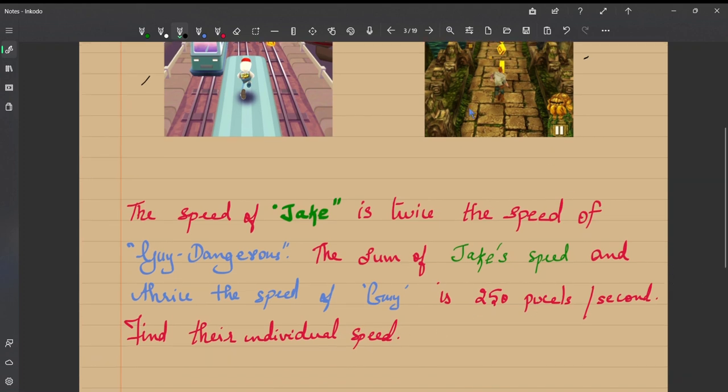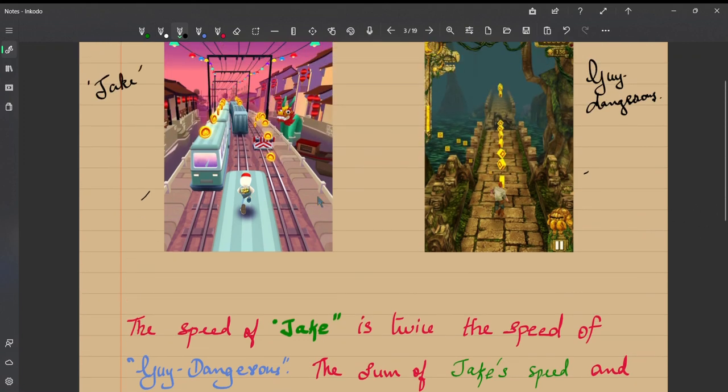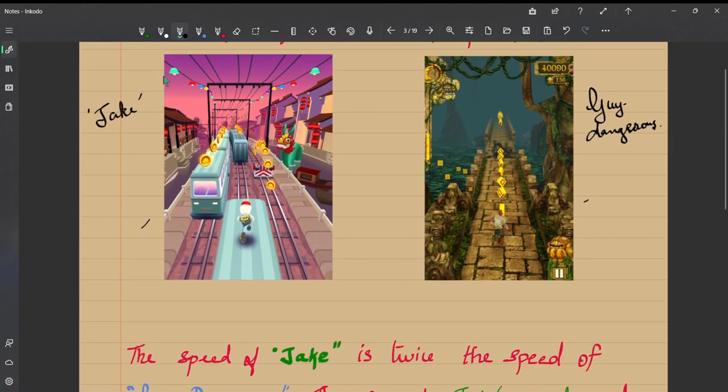Now, why is their speed in pixels per second? Look at the images here. When we play the game, what we see on the screen is not the movement of Jake or this character. It is the movement of the screen in the opposite direction. Every object on your screen moves in the opposite direction, and you can see this Subway Surfer jumping or moving. So what we are going to find is the speed of the objects on the screen.